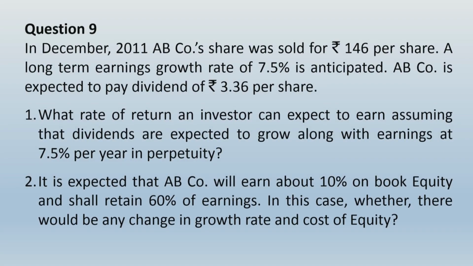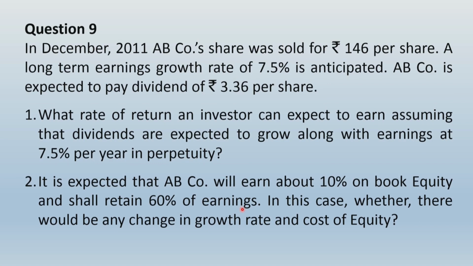Now let us once again focus on the question and read the second part. The first part was straight and simple, right? Expected dividend was given, the growth rate was given, and current share price was also given. Anyway, you can easily work out the rate of return that the investor can expect. Done. The second part now says the company will earn about 10% on book equity and shall retain 60% of earnings.